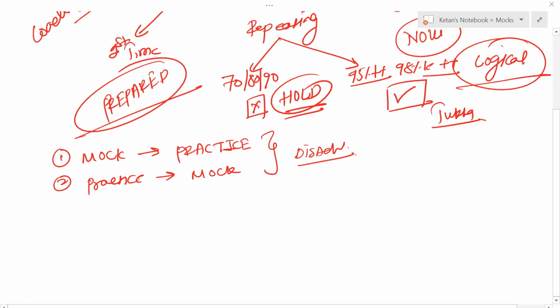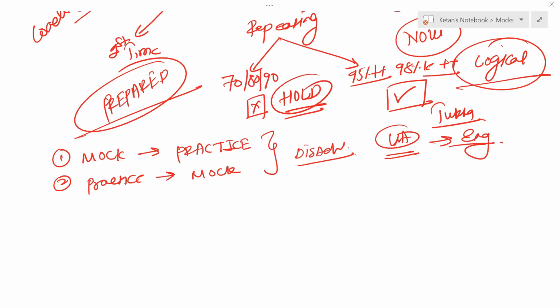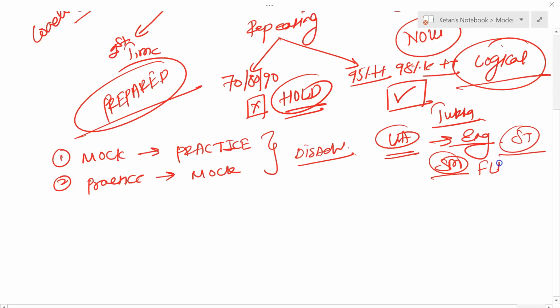So here there is a problem with your understanding, that you're writing a mock and then you're deciding what needs to be practiced. Let's talk about your verbal ability. For verbal ability, if you're writing a mock which is purely based on your understanding of English as a language, then okay, I do understand. If your English is pretty good, you can go for verbal mocks, but that's a sectional test or sectional mock. I'm talking about a full length mock out here.